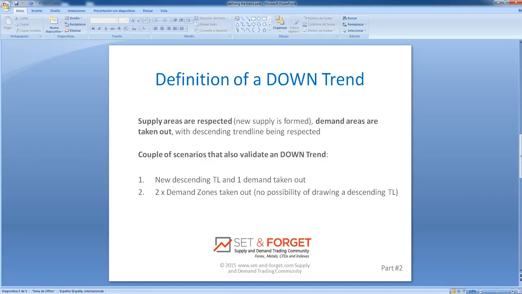Definition of a downtrend. Supply areas are being respected, new supplies formed, and demand areas are taken out, with a descending trend line being respected. There are a couple of scenarios that we also need to take into account, and we need to validate a downtrend. And those are a new descending trend line and one demand taken out, okay, and two areas of demand zones taken out without the possibility of drawing a descending trend line.